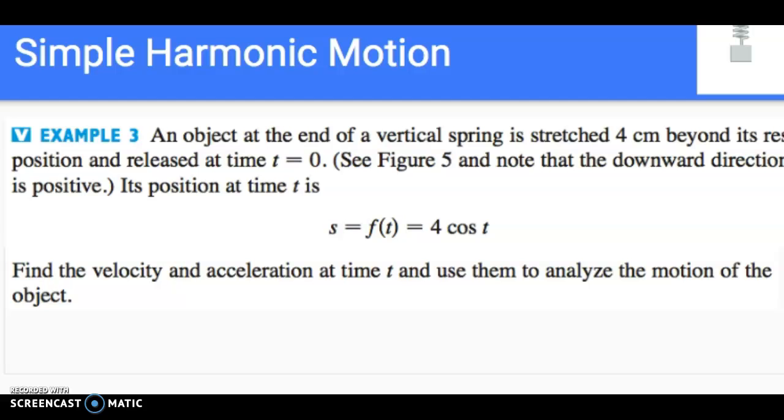Simple harmonic motion, example 3. An object at the end of a vertical spring is stretched 4 centimeters beyond its rest position and released at time t equals 0. If position at time t is s equals f of t equals 4 cosine t, find the velocity and acceleration at time t and use them to analyze the motion of the object. So we've got a position function. What we're going to do is find the first derivative for the velocity and find the second derivative for the acceleration and use them to analyze the motion of the object.